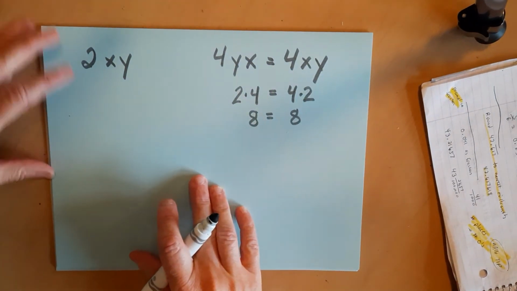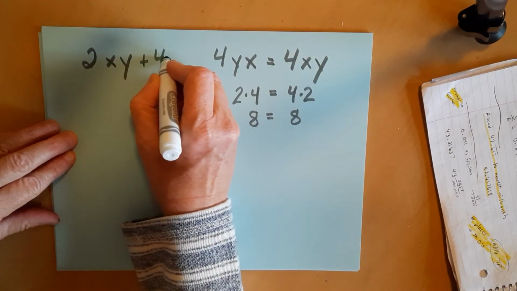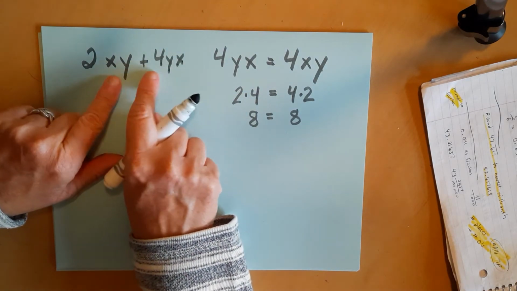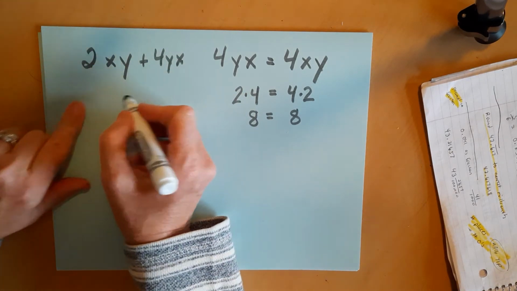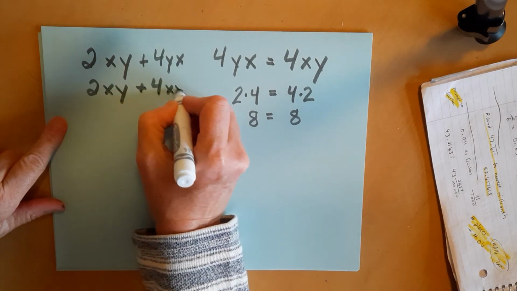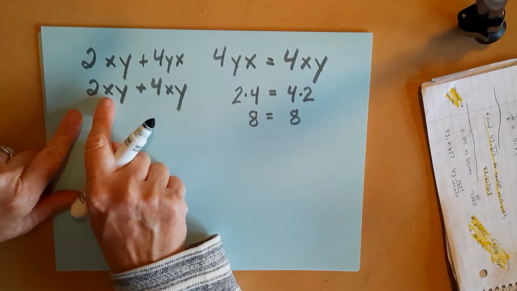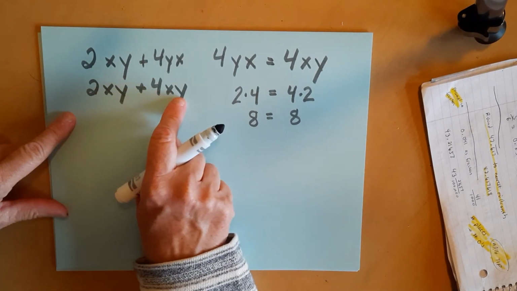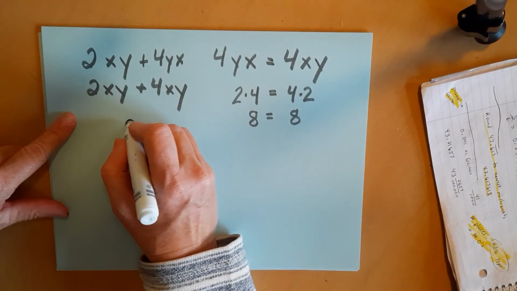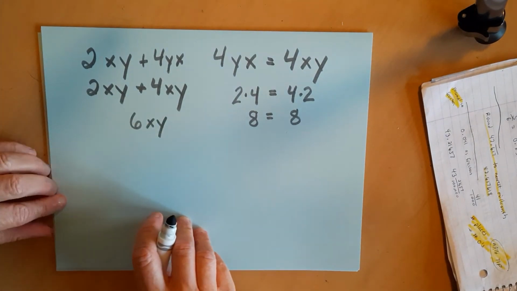I just wanted to make sure that you know that, because in a problem, if you had 2xy plus 4yx, those are like terms. Even though they don't look similar here, we know that it can be written this way, because this is the same as this. So 2xy's plus 4xy's would be like saying 2 apples plus 4 apples equals how many? 6. 6 apples, or 6xy.